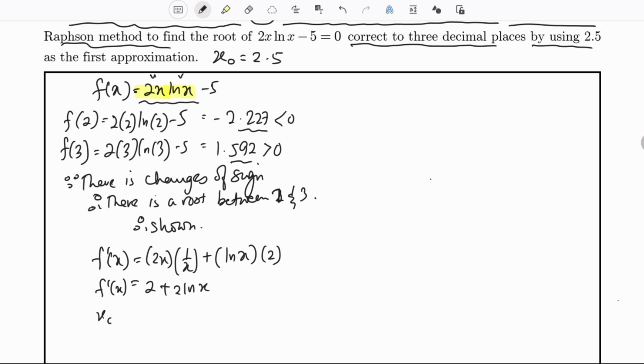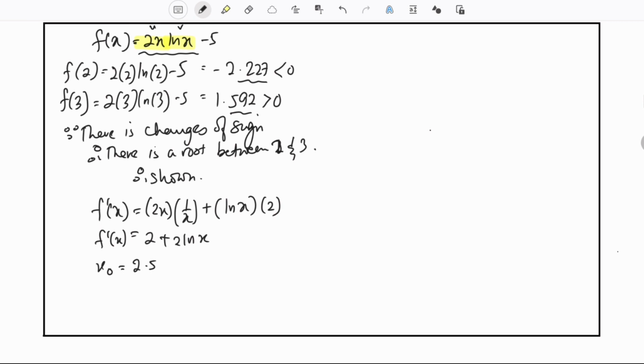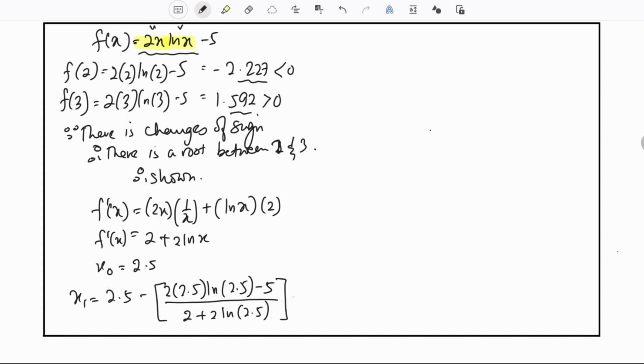So state your x naught, given 2.5. So we're going to do the iteration. So next will be x1. So x1 equals 2.5 minus, so again, f(x) is 2 times 2.5 ln of 2.5 minus 5, over 2 plus 2 ln of 2.5. So we have the answer to be 2.6092.